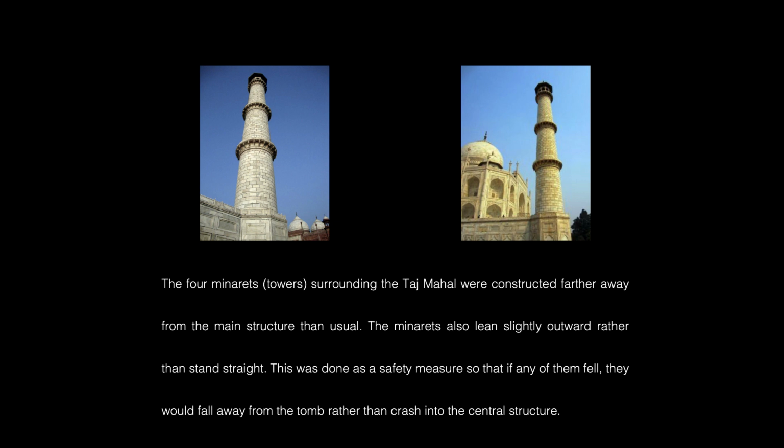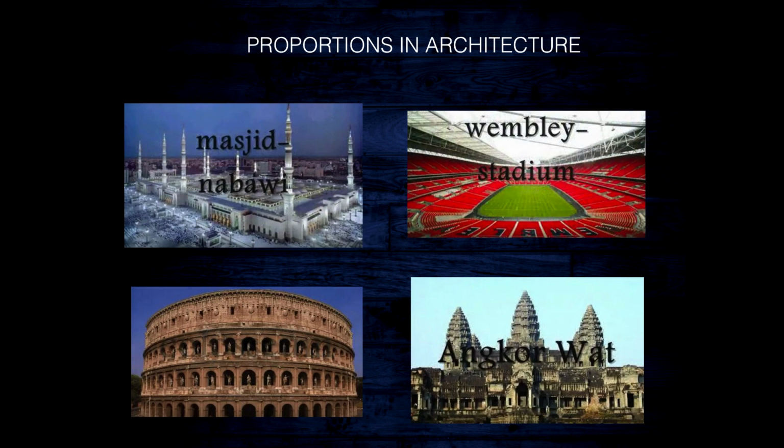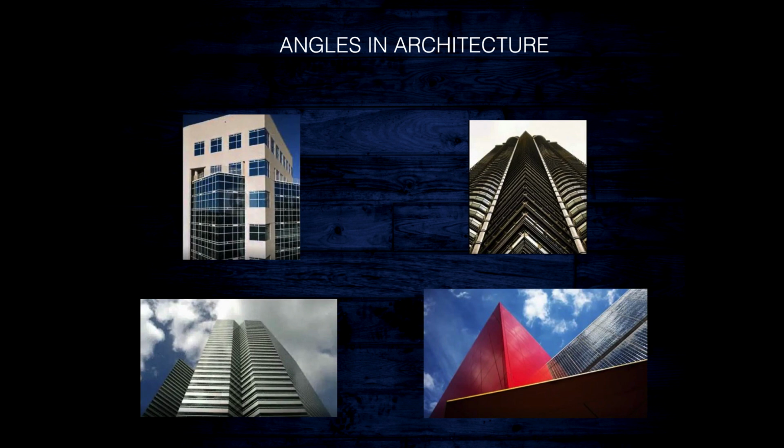This was actually done as a safety measure so that if any one of them fell, they would fall away from the dome rather than crash into the central structure. These are a few other examples of how architects used symmetry in architecture. Next, examples for proportions in architecture, and these are the examples for how they use angles in architecture.